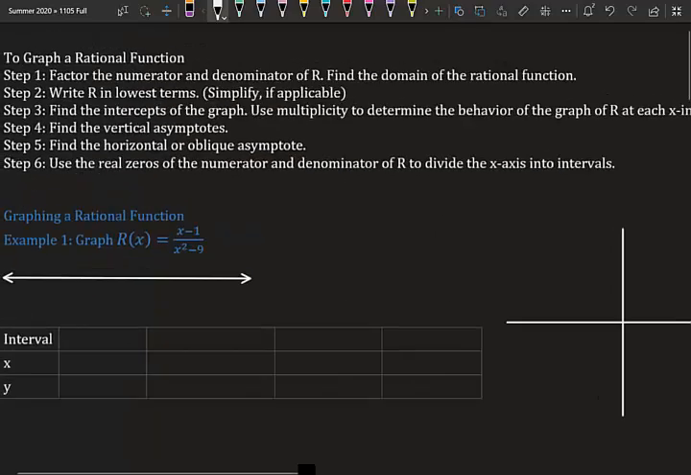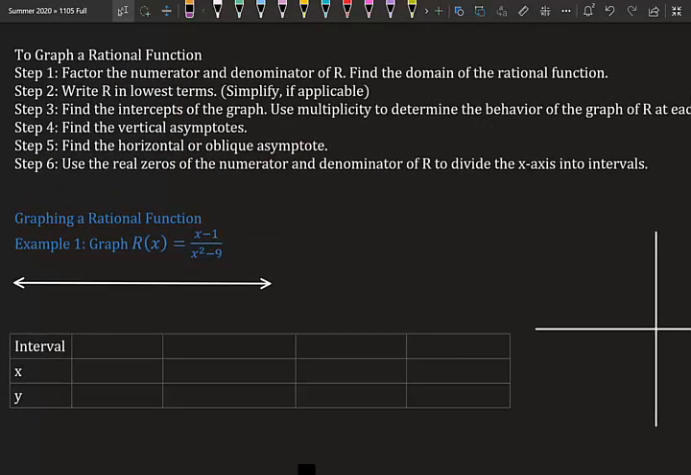So to graph a rational function, we're going to factor. So there's 6 steps. I know that's like, oh my gosh, 6 steps. They flow perfectly though. So factor the numerator and denominator of r, find the domain of the rational function. So it means factor everything and then find the domain. Write r in its lowest terms, meaning simplify if you can. Find the intercepts of the graph.